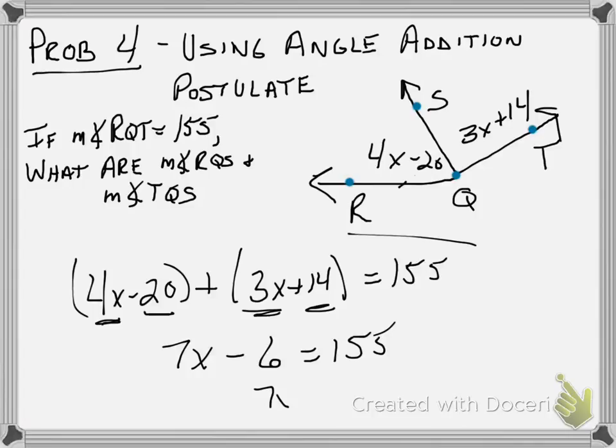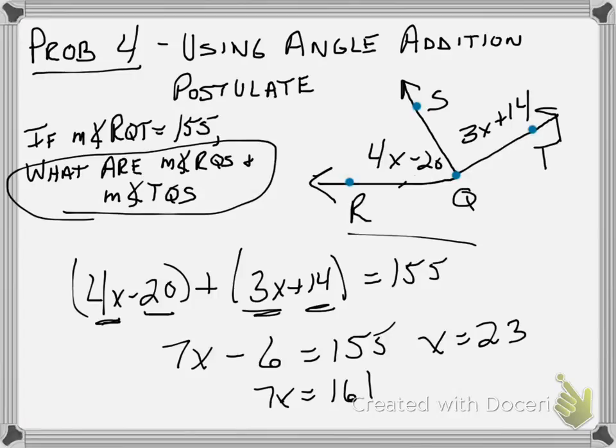We go ahead and add 6 to both sides. That gives me 161. And then we're going to divide by 7, and you end up with x equals 23. Now, remember, read your question. What are the measurements of angle RQS and TQS? So I'm going to take the 23 and plug it in for x there.